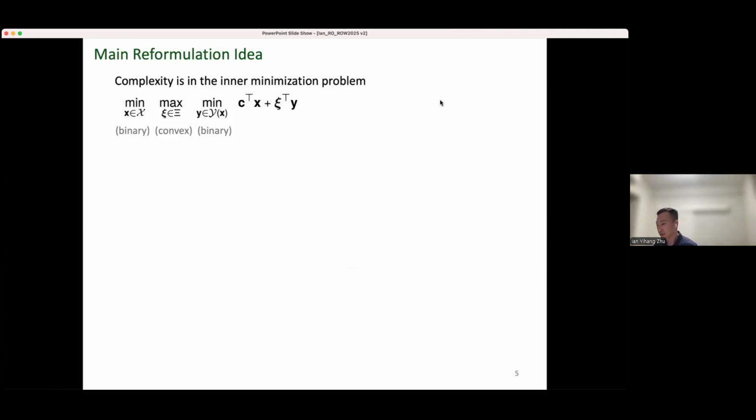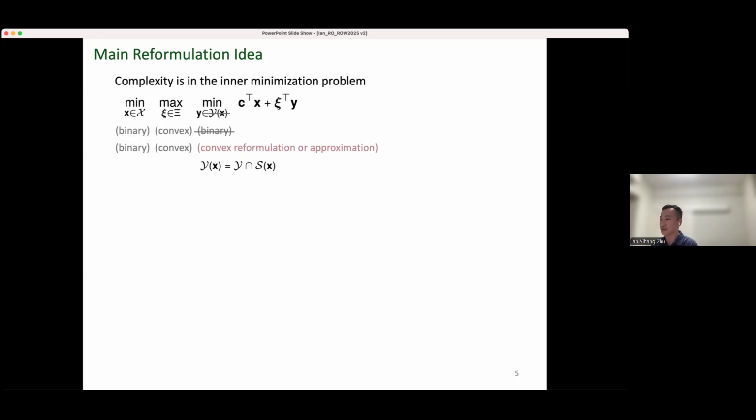Okay, so what is the main reformulation idea? The main reformulation idea is to first look at this inner minimization problem, which is the main complexity of this min-max-min problem. Because it's a binary feasible region, you can't really apply certain reformulation or duality techniques that are relevant for convex programs. So the most obvious thing we can try is to see if we can get a convex reformulation or approximation. We're going to do exactly that.